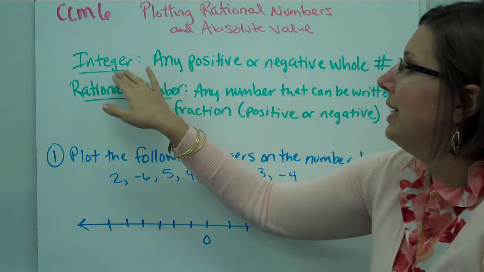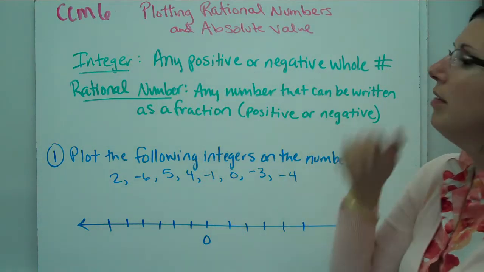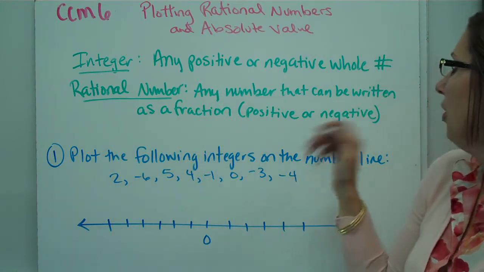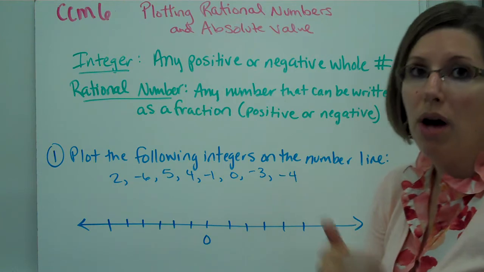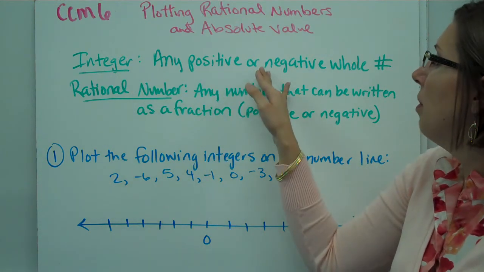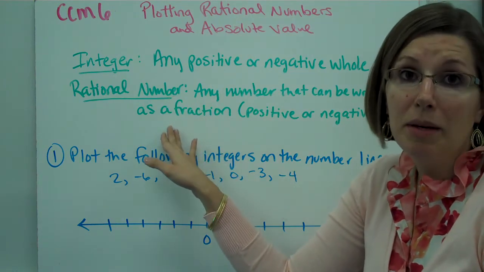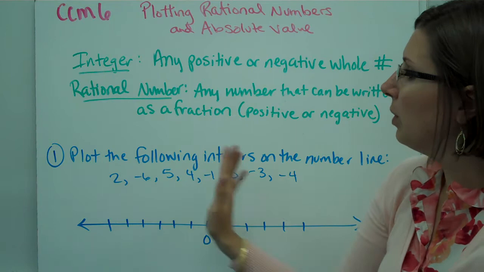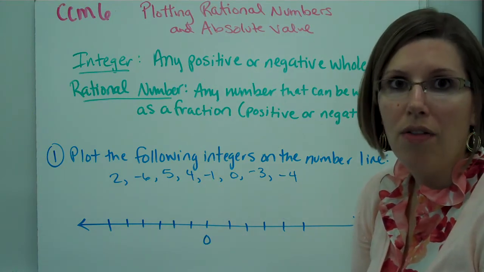What is an integer? An integer is any positive or negative whole number. A rational number is any number that can be written as a fraction, positive or negative. So as you see, we have whole numbers, positive or negative, and then anything that can be written as a fraction, positive or negative.